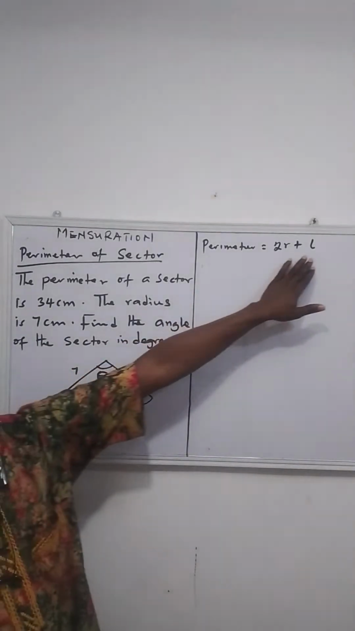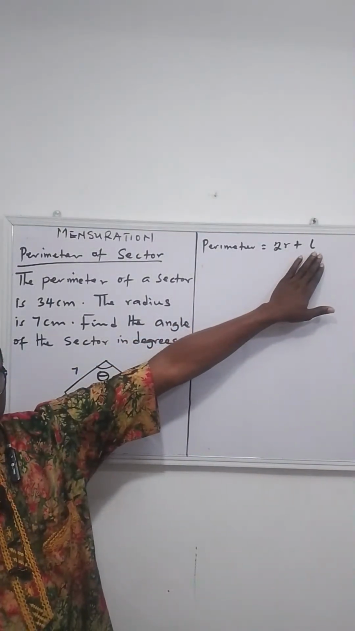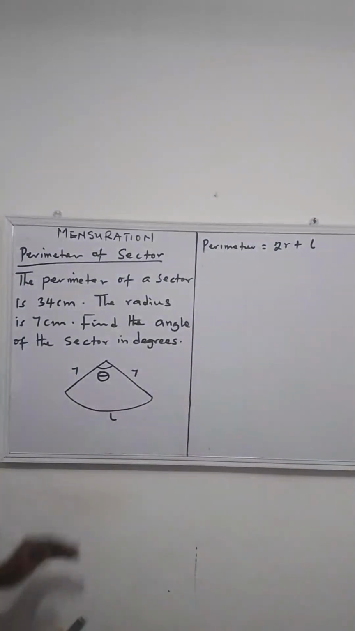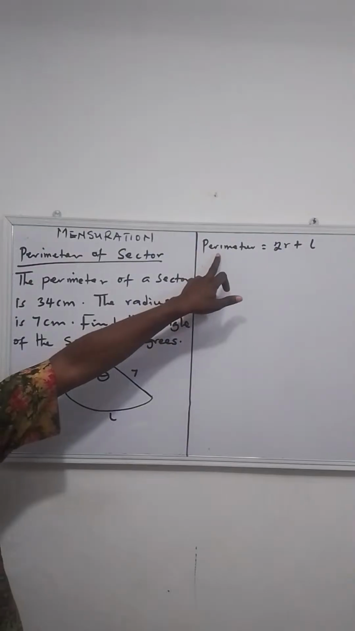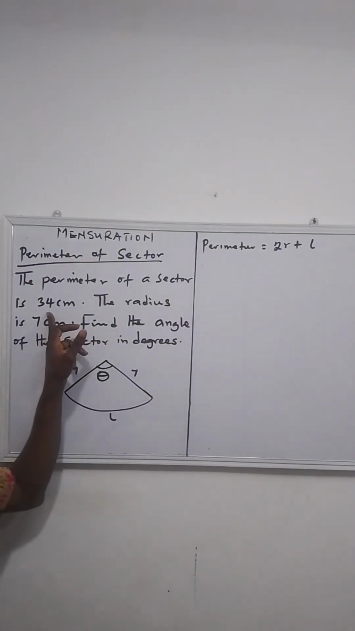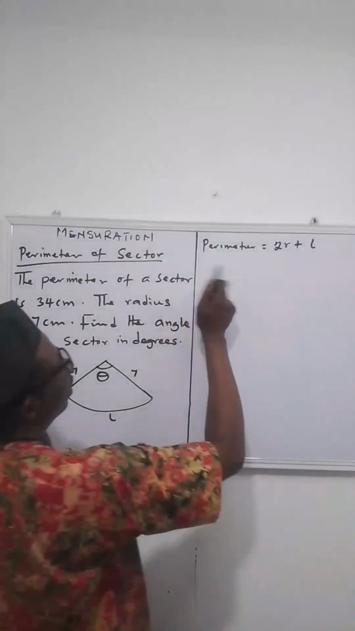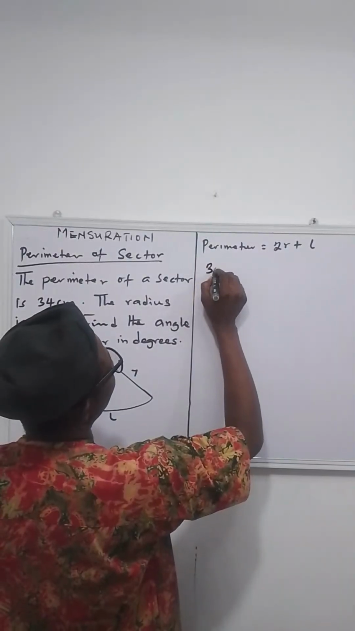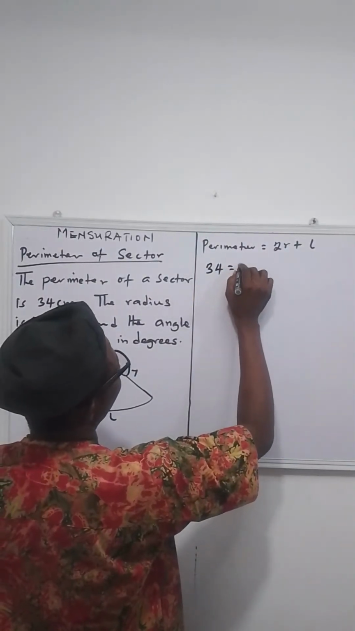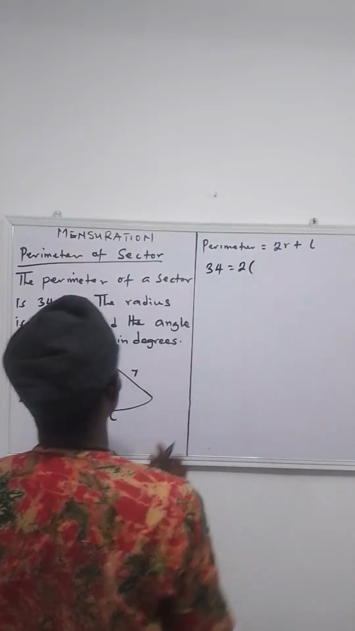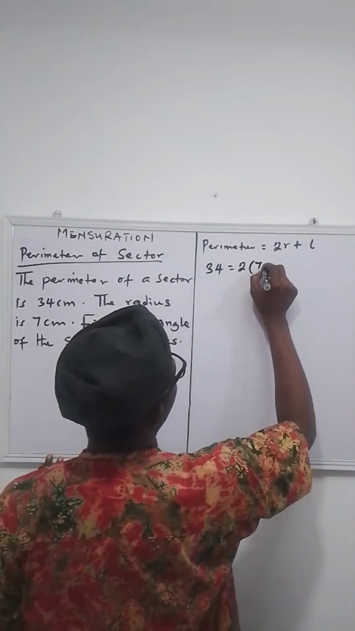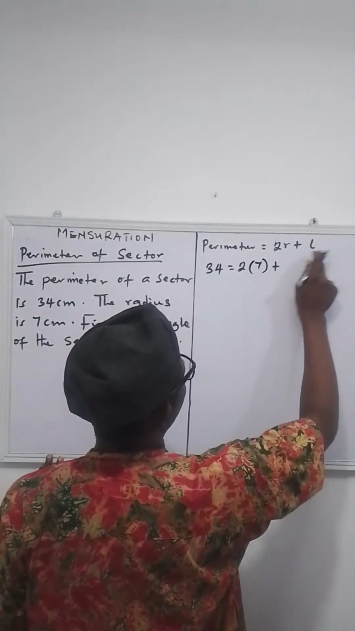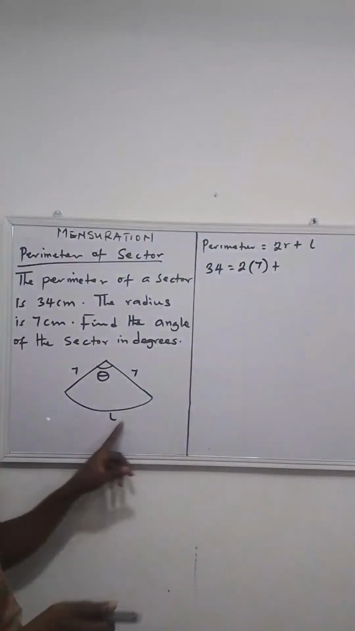2 radii plus the length of an arc. So now let us plug in the values that we have. Now we have the perimeter. The perimeter is 34, so let's plug in 34 here. We have 34 equals 2 times, what is the radius? That's 7. We have 7 plus, this is the length of an arc.